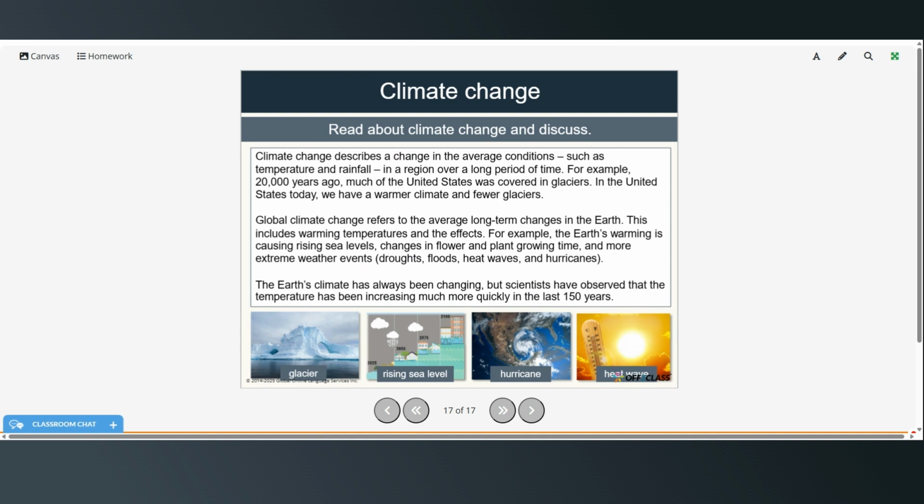All right, and now you can read this last section on climate change and think about it. Maybe leave a comment if you'd like about climate change.